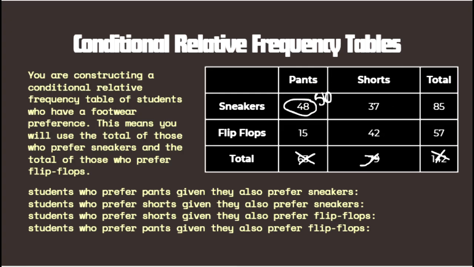This one is 37 divided by 85. That's going to be 0.435. So that's going to be 44%. I can do the percent sign here, I have enough room. Let's do 15 divided by 57. 15 divided by 57 gives us 0.263. So this one's 26%. 42 divided by 57 gives us 0.736. So this one is 74%.